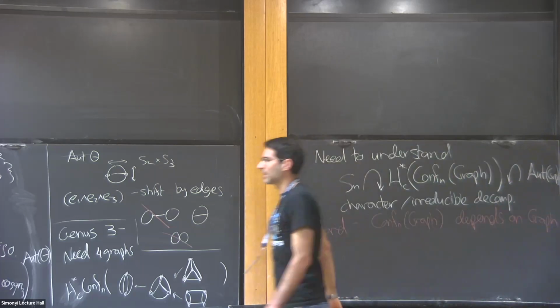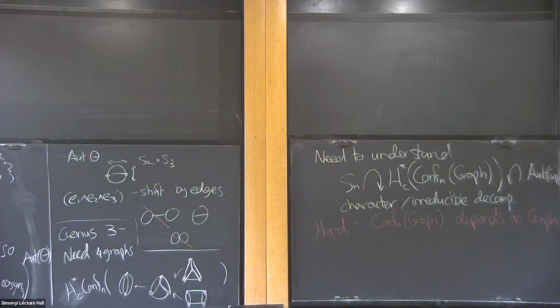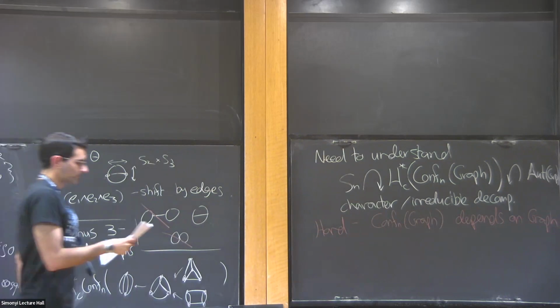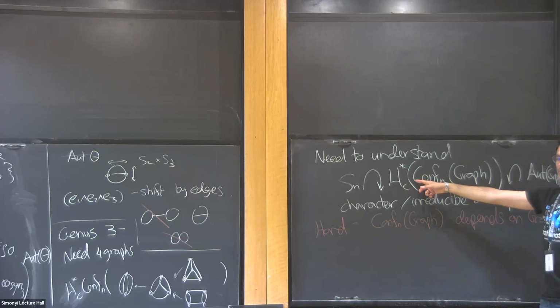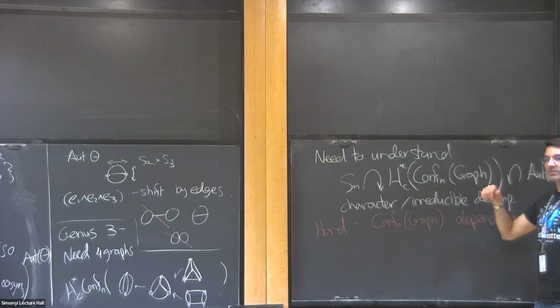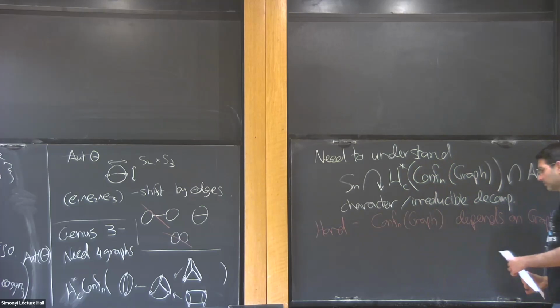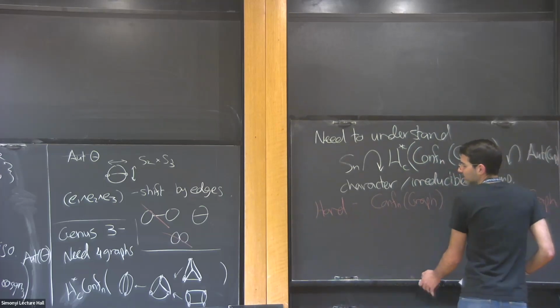But fortunately, we're not asking for understanding the homotopy type of the configuration space. We're trying to calculate its compactly supported cohomology. And it turns out that the compactly supported cohomology is pretty uniform. Let me explain.